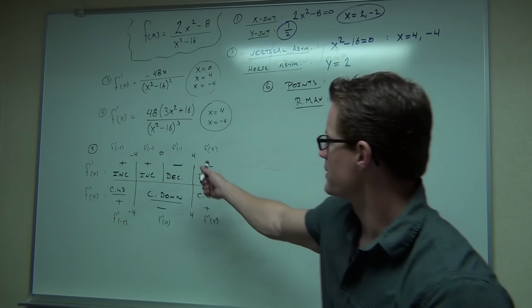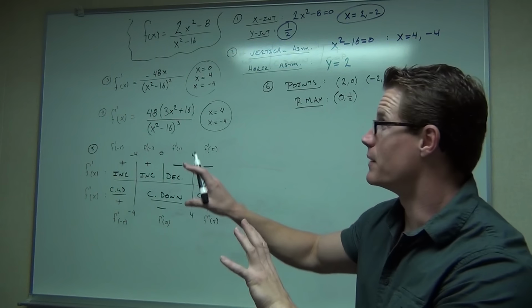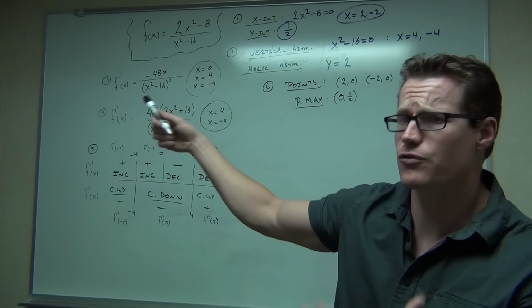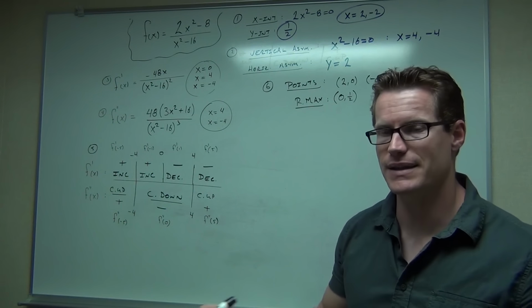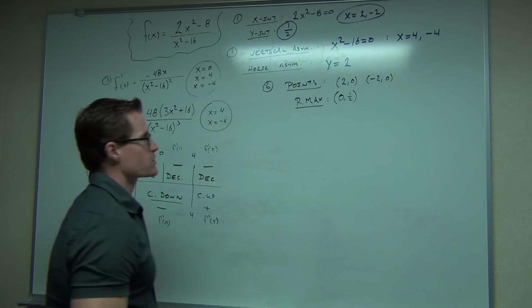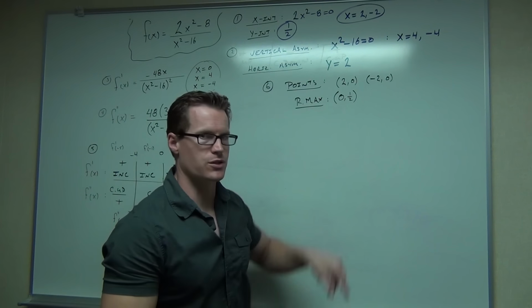We could try for inflection points. We could try for some of these points, but you'll see when you plug them into your original function, you've got 4 squared minus 16. You've got negative 4 squared minus 16. That's undefined. That's how we got those asymptotes in the first place. So these things are all asymptotes. What it means is we only have 3 points to graph.